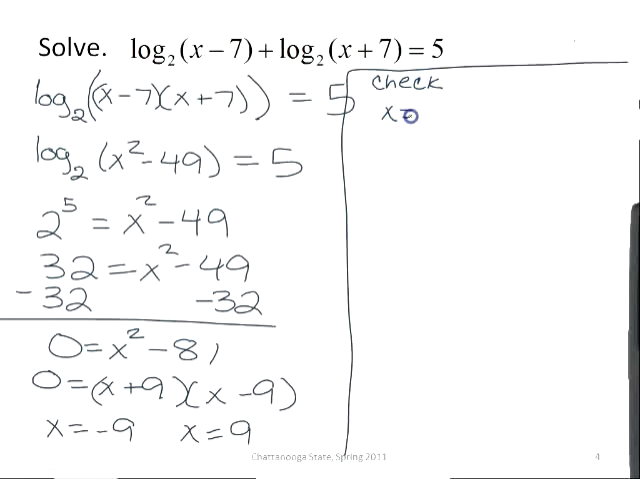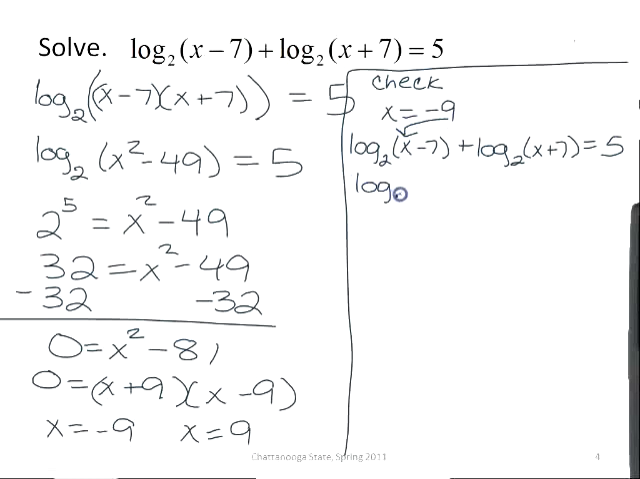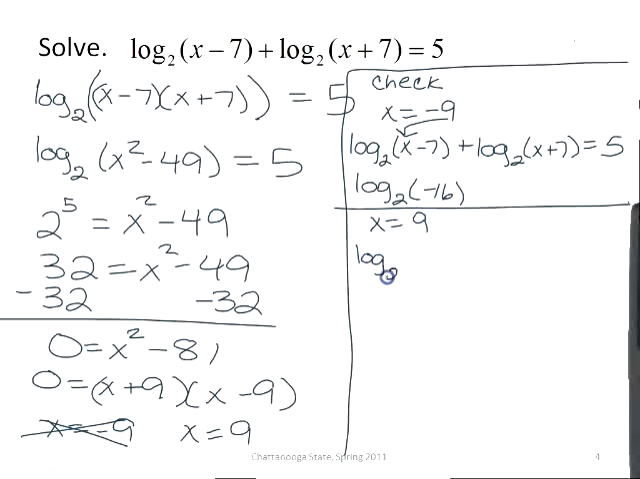Now, I have 2 answers, so I have to check them both. So let me check the x = -9. I don't have to go very far into this check to see that this one is not going to work. Because if I put a -9 in right here, that would give me the log of -16. And I can't do log of -16. So the answer of -9 I have to throw out.